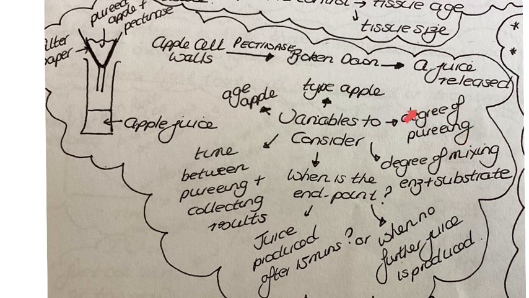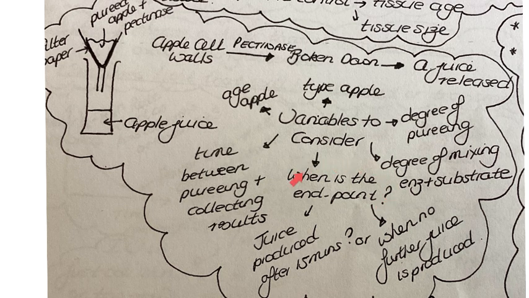So you put it in a liquidizer, maybe at such a speed for 2 minutes. How you actually mix the enzyme and the substrate, so the apple and the pectinase, do you stir it 3 times, 4 times? And then this is something to consider.